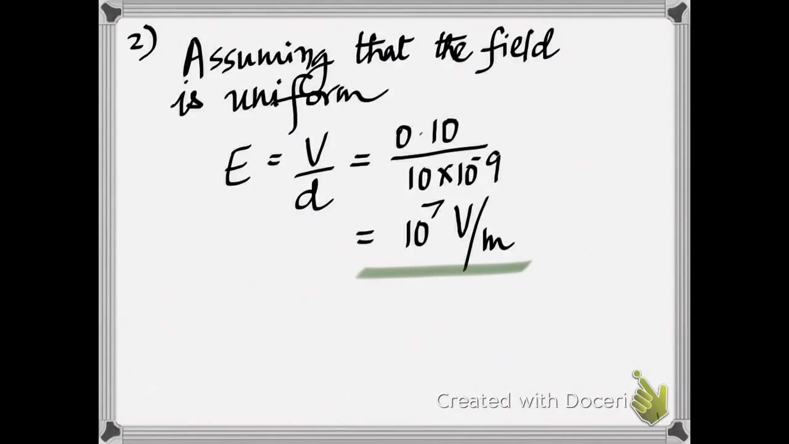In the second question, you have to estimate the electric field in the membrane wall of a living cell. The wall is 10 nanometer thick and the potential is 0.10. So intensity, assuming it to be uniform, is voltage divided by distance. So 0.10 divided by 10 nanometers, converted into meters, is 10 times 10 to the negative 9, which gives 10 to the 7 volt per meter.